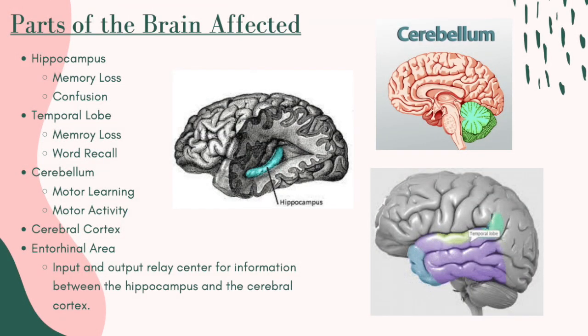The hippocampus is affected, resulting in memory loss and confusion. The temporal lobe is affected, resulting in memory loss and word recall. The cerebellum is affected, resulting in motor learning and motor activity issues. The cerebral cortex is affected, as well as the entorhinal area. This is where input and output relay happens for information between the hippocampus and the cerebral cortex. Pictured, you can see the hippocampus, the cerebellum, and the temporal lobe in the brain.